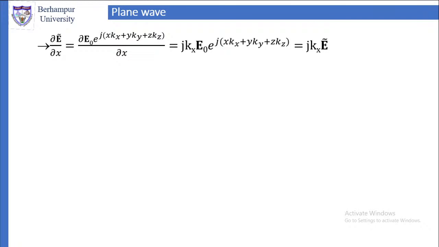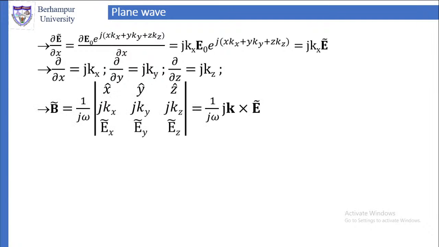So therefore, the ∂/∂x operator is equivalent to jkx. Similarly, the operator ∂/∂y is equal to jky, and the operator ∂/∂z is equal to jkz. Now let us use this ∂/∂x, ∂/∂y, and ∂/∂z in the expression for B tilde.